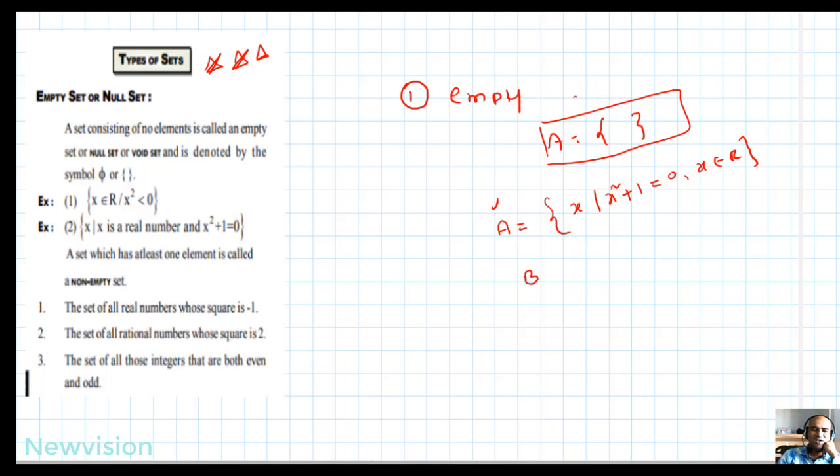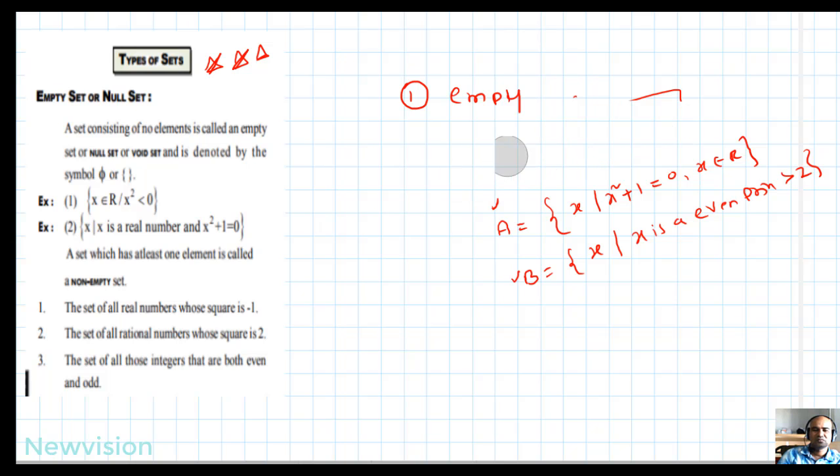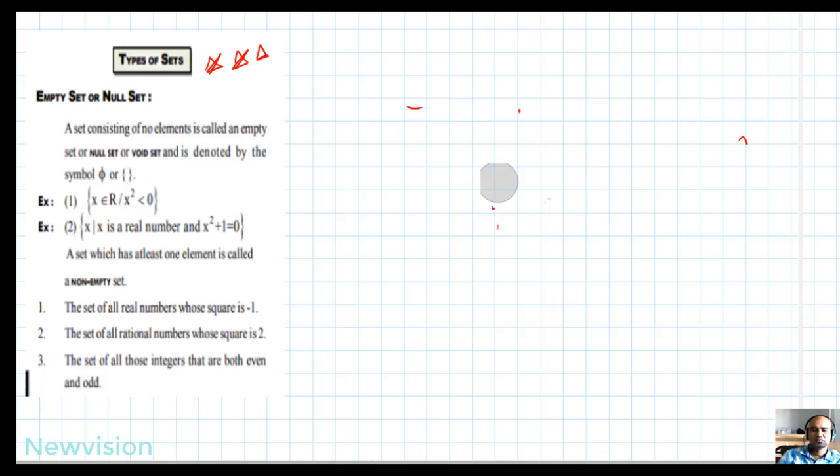One more example I will write. B equals x such that x is an even prime greater than 2. So this is also another example for an empty set. There is no even prime greater than 2. We have only one even prime, that is 2 only. So this is also another example for an empty set. Some examples are given.